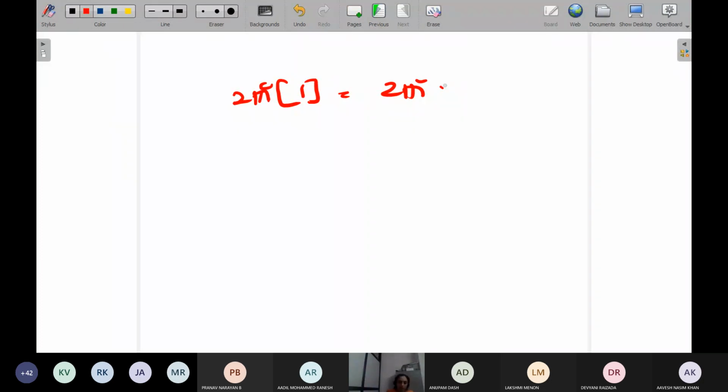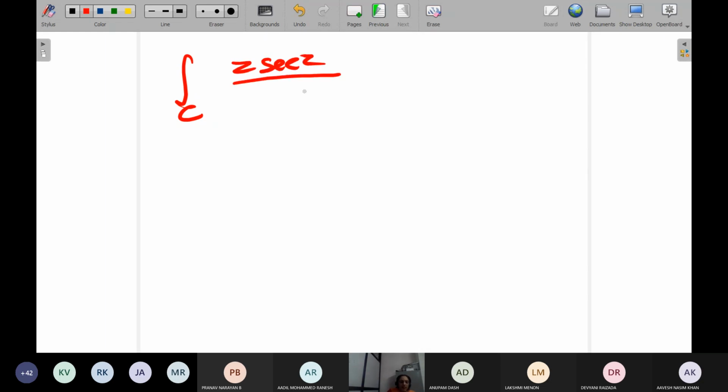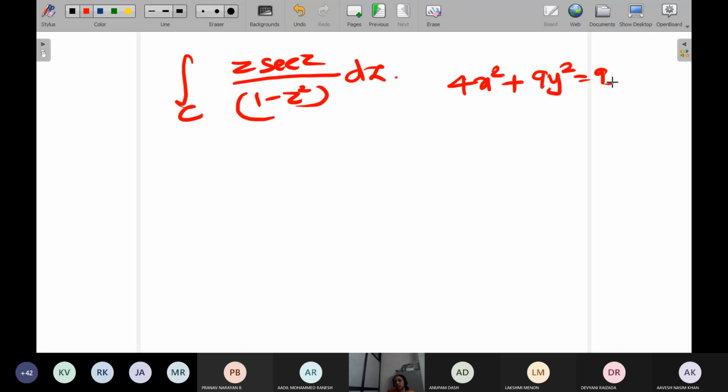Okay. Next one we will do a different problem. Evaluate the integral over C of z secant z divided by 1 minus z square dz, where C is the ellipse 4x square plus 9y square equal to 9.